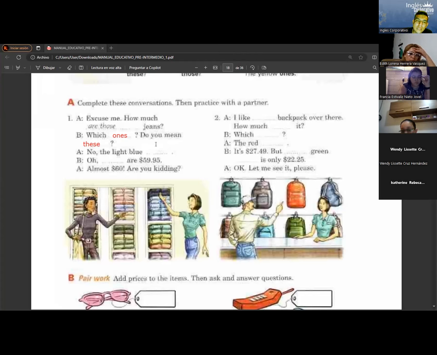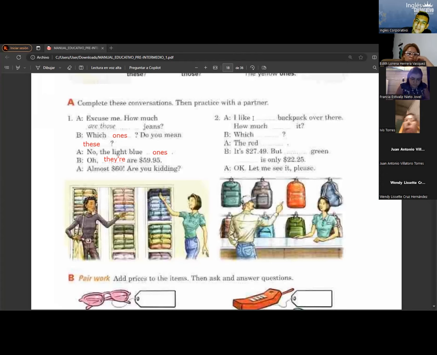The light blue. The light blue? Oh, they are this. ¿Cuál sería la forma correcta? These. I'm sorry. They are these. They are. La contracción. Está la palabra are, ¿verdad? Bueno, vamos a utilizar la contracción y omitamos are. They're 59.95. Almost 60. Are you kidding?